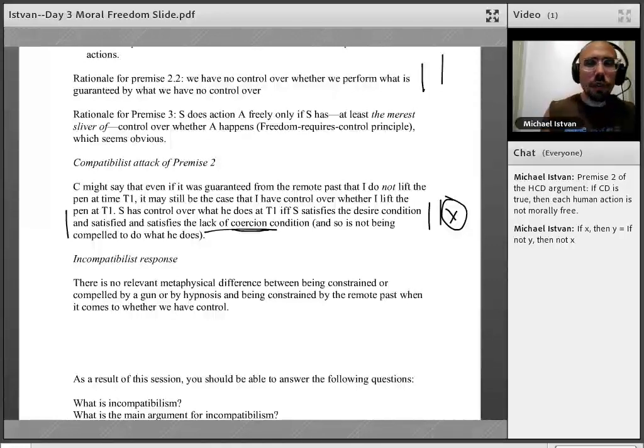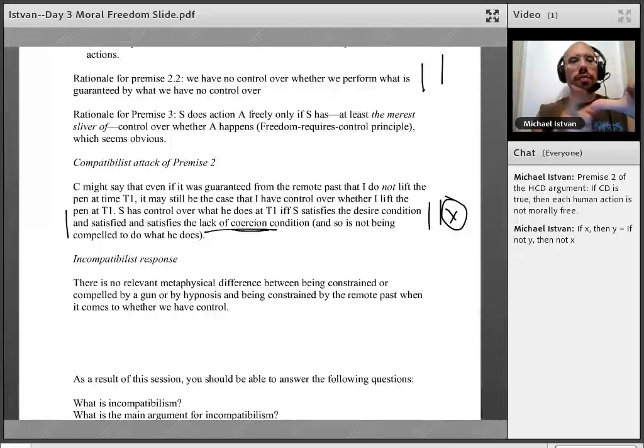Now, I guess we've already seen how an incompatibilist would respond to this move. In fact, we saw this when we talked about the 3 forms of compatibilism last time. Incompatibilism is not going to be too moved by this attack. Incompatibilism will respond, as we said last time, that at least as to the coercion point, there's no relevant difference, metaphysically speaking, between being constrained or compelled by a gunpoint threat or by hypnosis, to use the Afghanistan-Bananistan example from last time, and being constrained, on the other hand, by the remote past when it comes to whether we have control over what we do.